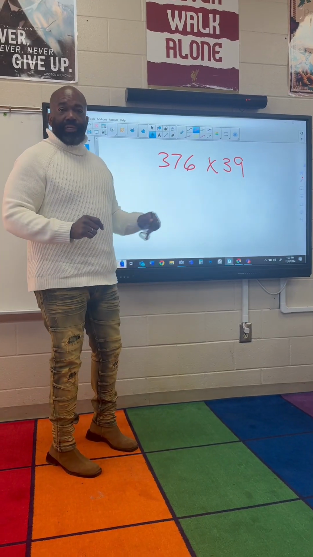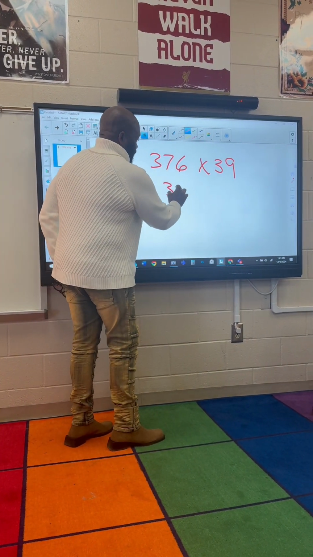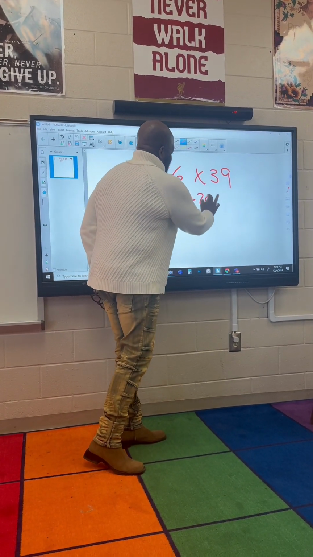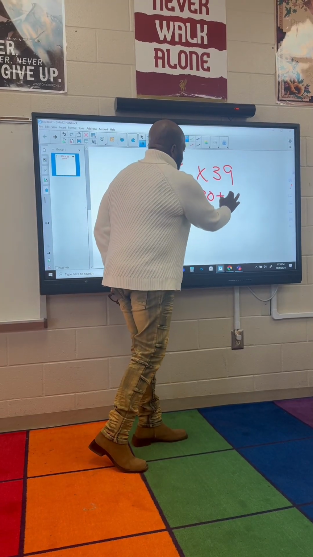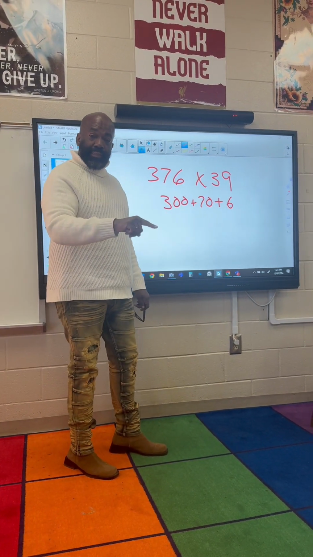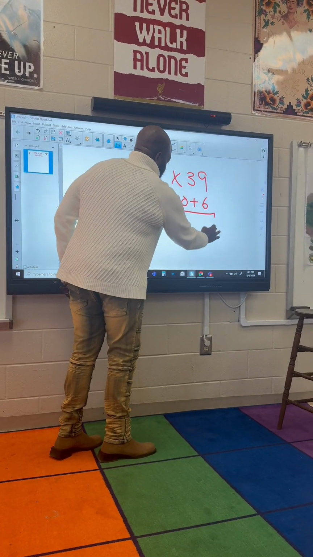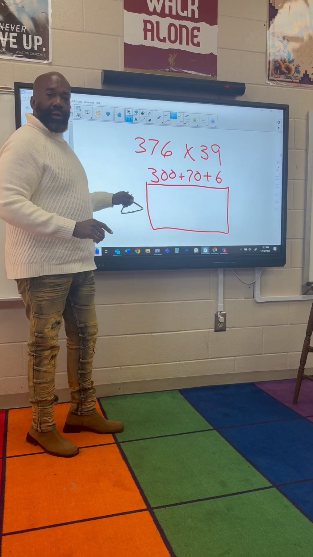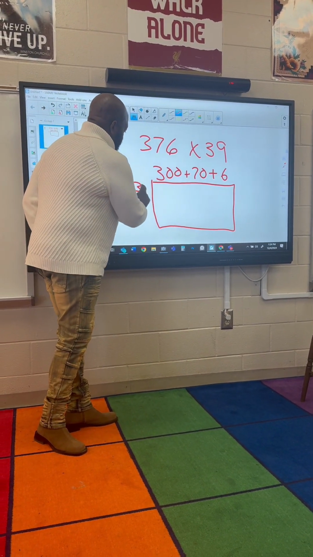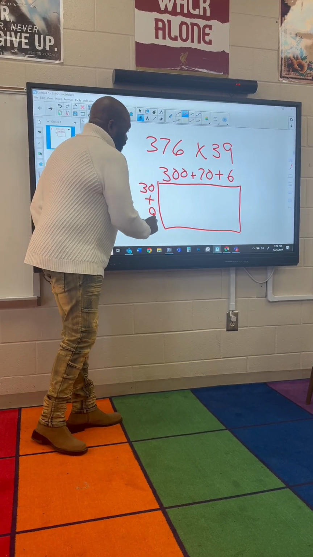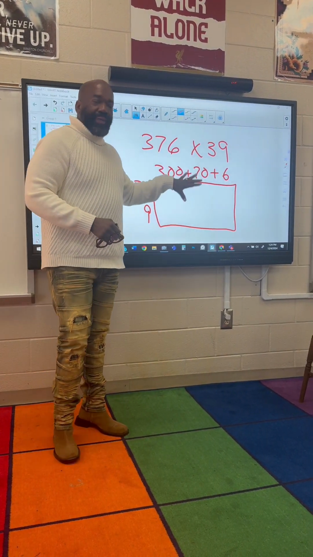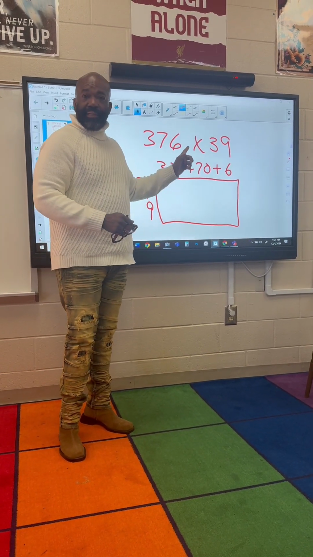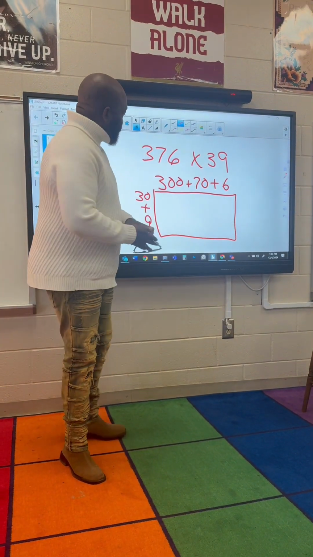So we're going to expand out 376, which is just going to be 300 plus 70 plus 6. We're going to draw a box underneath the digits. And then I'm going to expand out 39 on the other side of the box. The reason I like doing it this method, instead of somebody saying 9 times 7, we know that we're really going to do 9 times 70, because it expands out the true value of each digit.